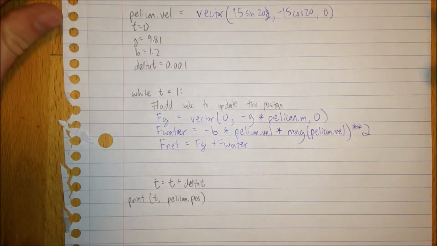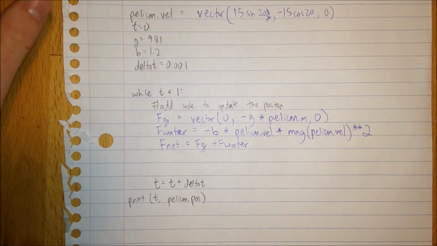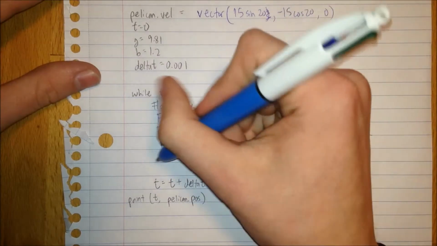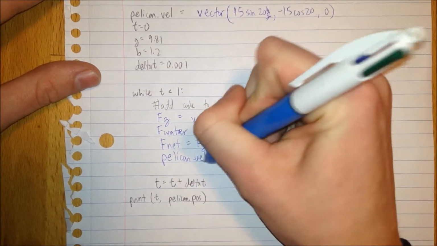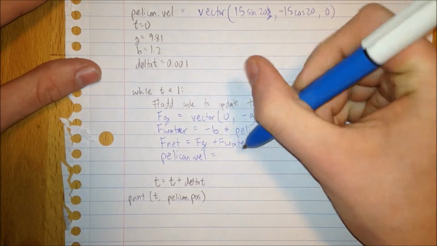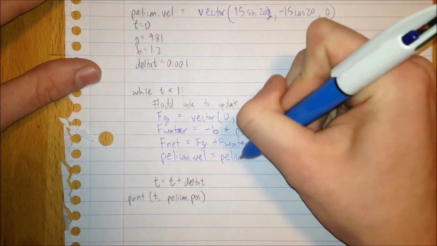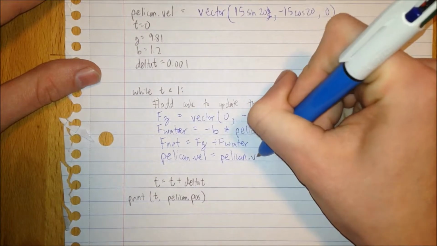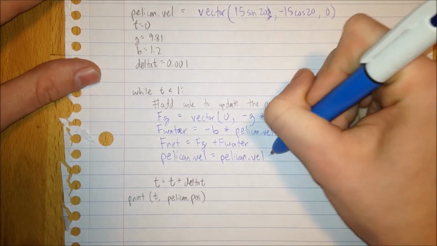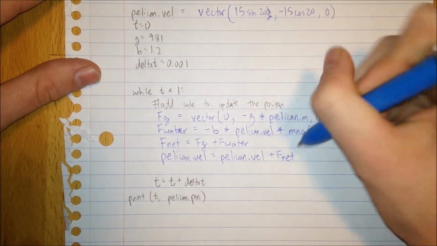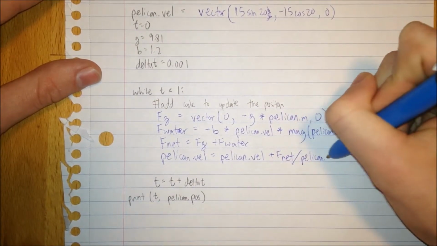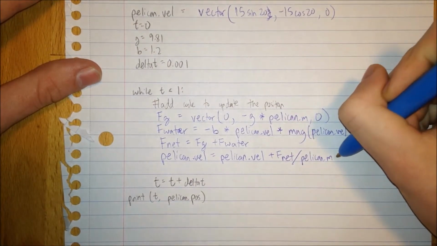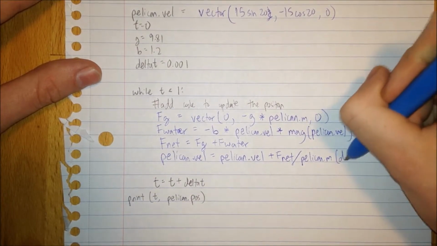And now that we have our net force, we can use Newton's second law to determine our final velocity. So we're going to rewrite this and say the pelican dot velocity, and we're going to be updating this, is equal to what it was, the initial velocity, plus our net force divided by the mass, and then times our change in time.